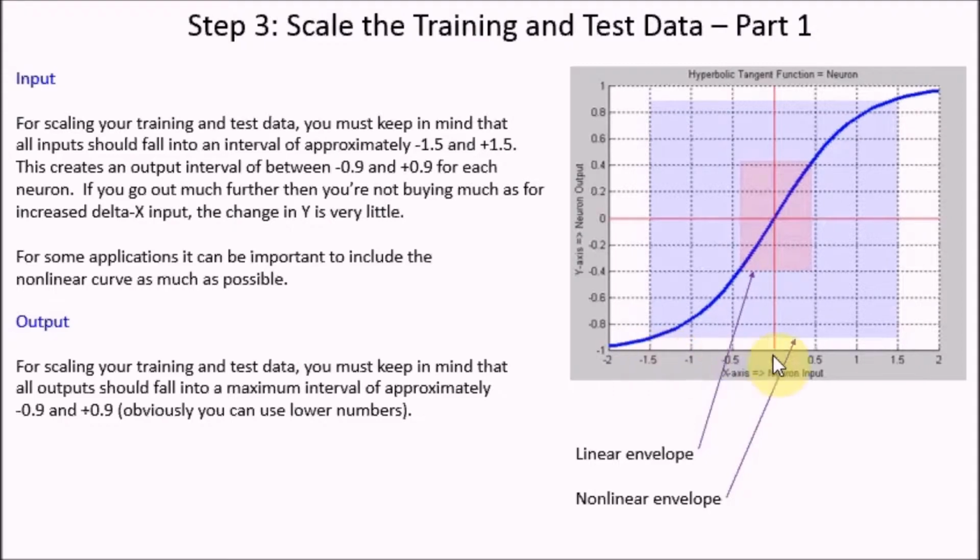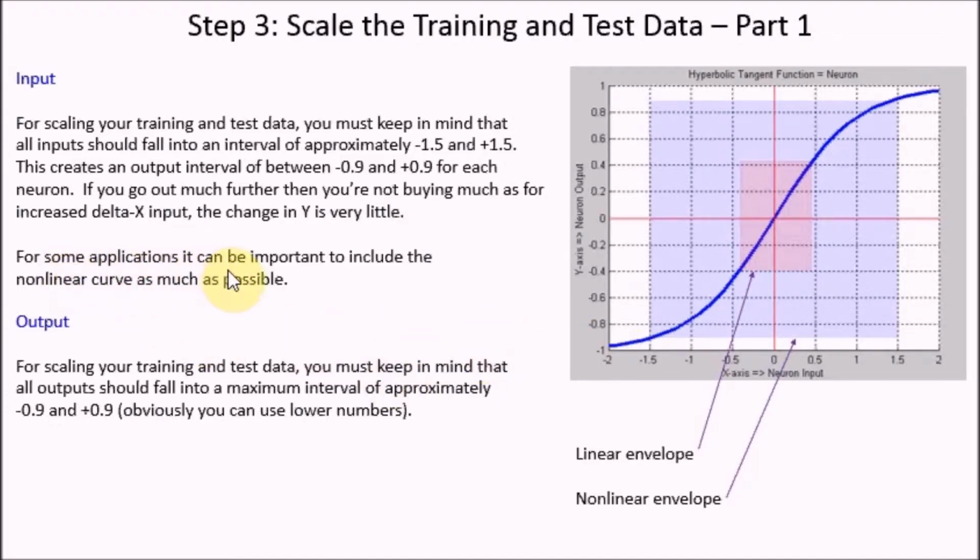But just understand the effect of what the input scaling numbers are like. This creates an output interval of minus 0.9 to plus 0.9. So minus 1.5, as we said, gives you minus 0.9, and 1.5 takes you to plus 0.9. If you go out much further, you're not buying much as far as increased delta input. The change in y is very little if you go out this way or that way. You're not going to have anything happen, so it doesn't do you any good to have your data out here.